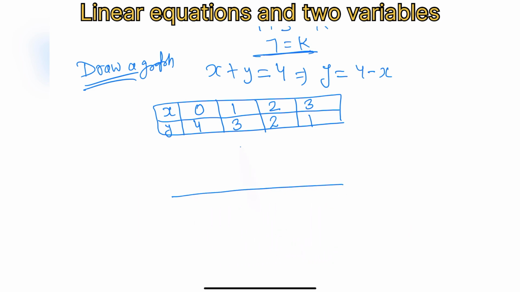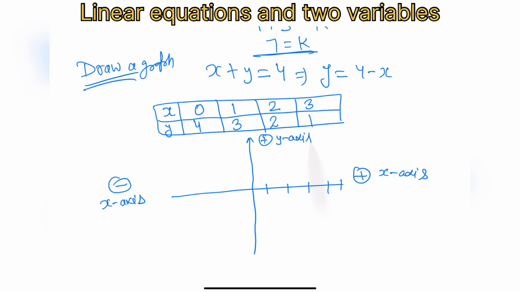Now draw axes on a graph paper. Mark equal gaps on them and mark them as 1, 2, 3, 4. This is the positive side of the x-axis. Remember that the right hand side is the positive side of the x-axis and the left hand side is the negative side of the x-axis. Similarly, the upward direction is the positive side of the y-axis and the below side is the negative side of the y-axis. So we are marking them at 1, 2, 3, 4, 5, and similarly here 1, 2, 3, 4.